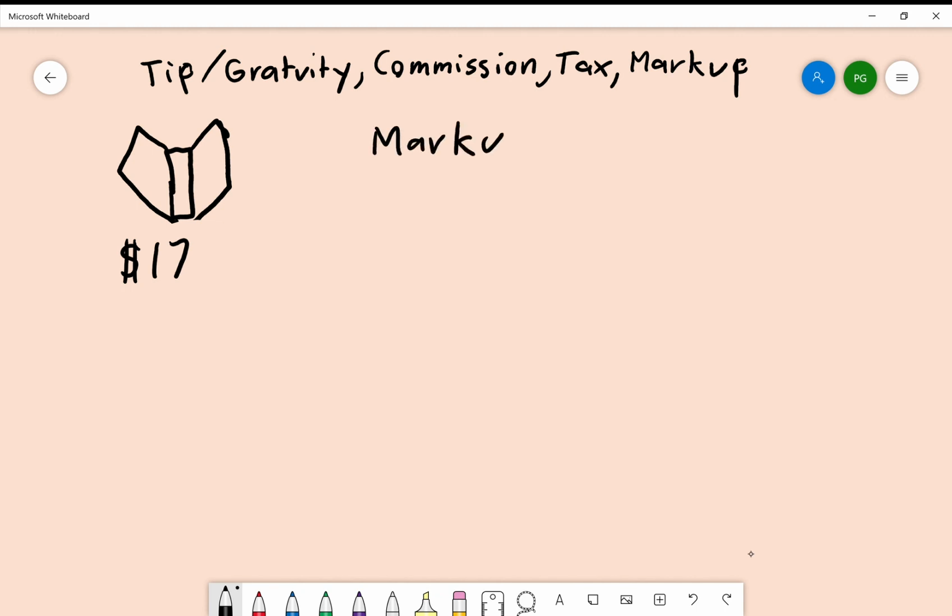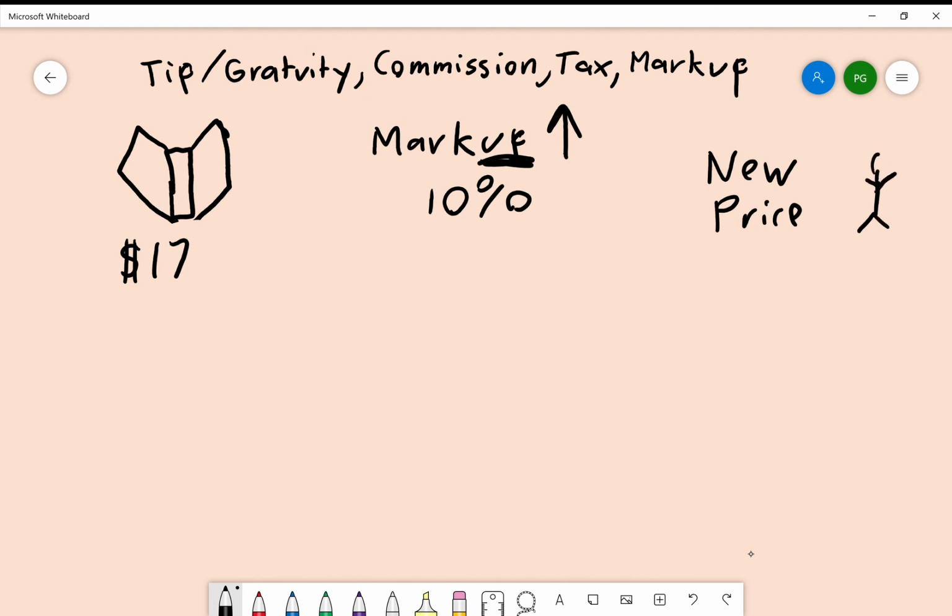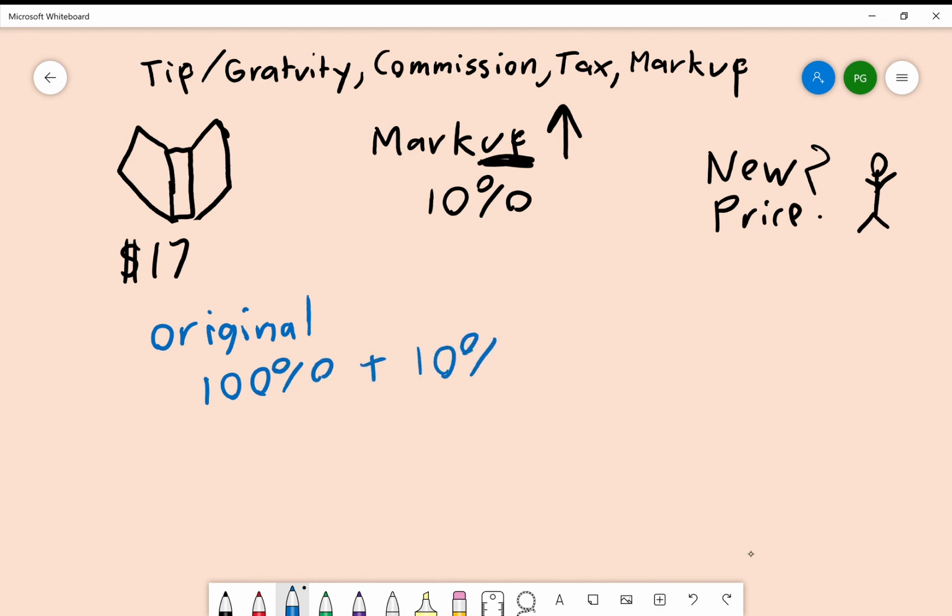And once again, the price is in the name. They marked it up, so they're adding, by 10%, right? So, what is the new price that a random person, in this case Helen, would pay for the book? That's what we're looking for. The original as a percent is always going to be 100%. Once again, you're marking up, so you are adding 10%. 100 plus 10 is 110%.